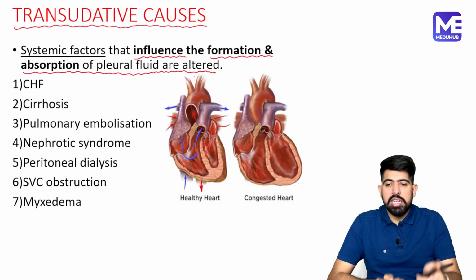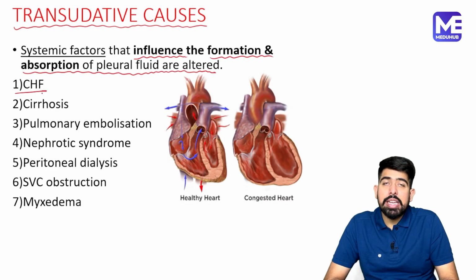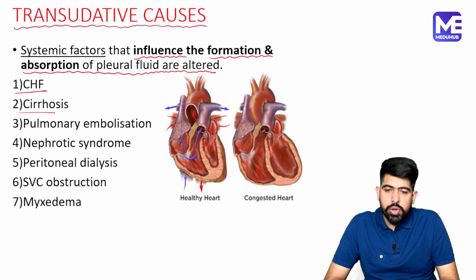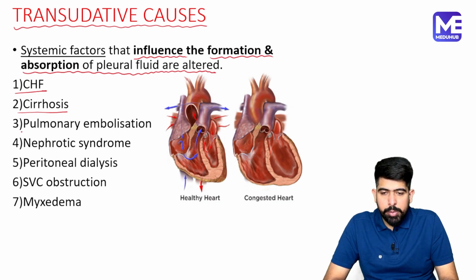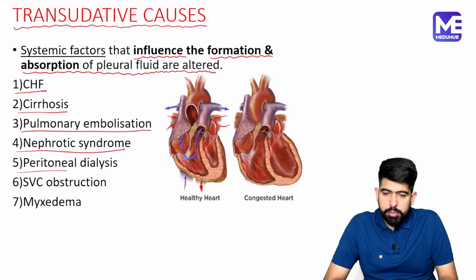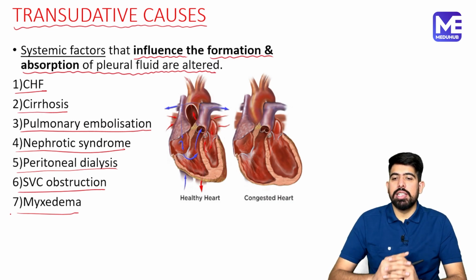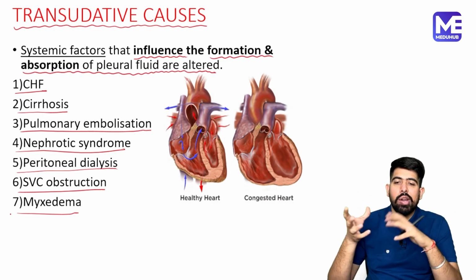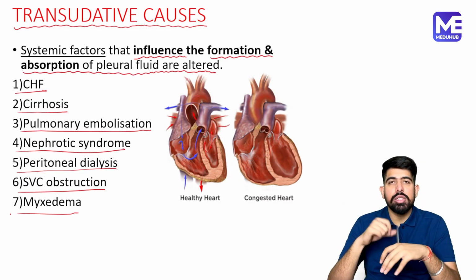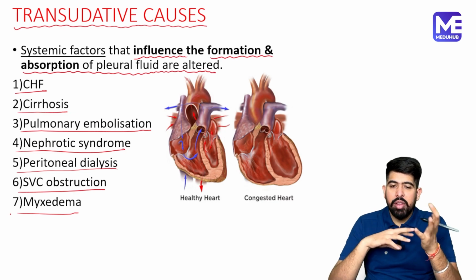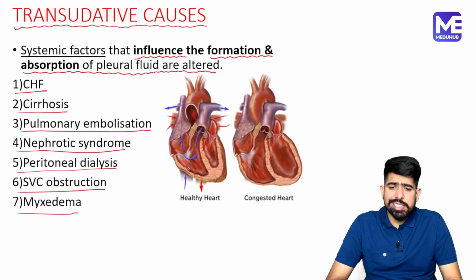So this can be altered, seen in CHF, congestive heart failure. Also can be seen in cirrhosis, pulmonary embolization, nephrotic syndrome, peritoneal dialysis, SVC obstruction, superior vena cava obstruction, and the mixed edema. These are the important 7 causes. Due to this, the formation or the absorption of the pleural fluid is altered. Like if we talk about here, you can see this is the healthy heart.